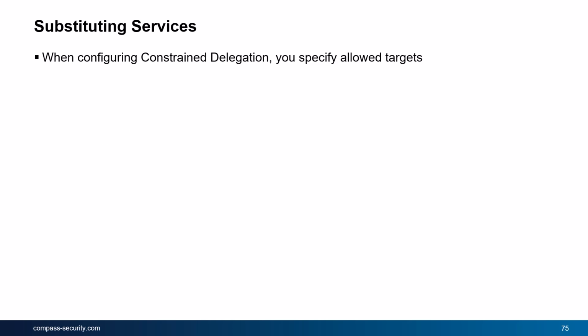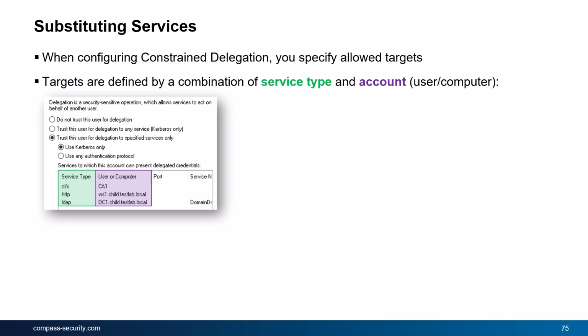Now, when we configure constrained delegation, we've already seen that we can specify targets that are allowed to be delegated to. Specifically, each target is a combination of a service type, so that could be CIFS for file share, HTTP, LDAP, MS SQL, and so on, and the respective account that operates this service. So we can see in this picture here, we have a configuration that includes 3 different targets, each with a respective service type and a user or a computer associated with this service.